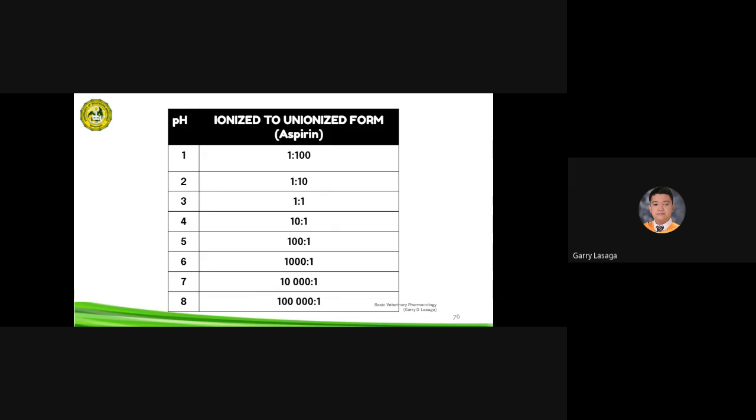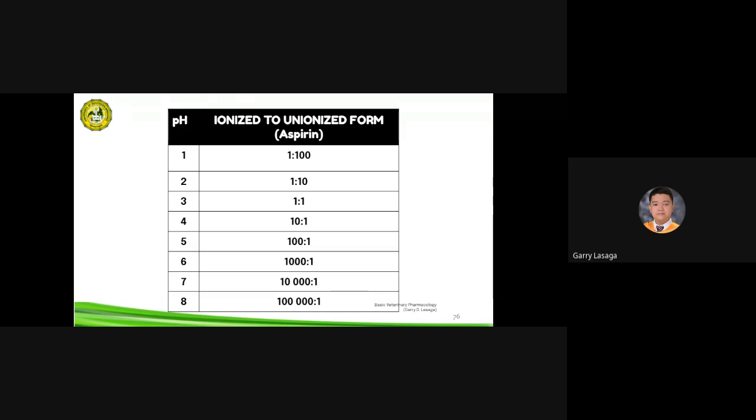Okay, so aspirin, no, NSAID siya. It is also known as acetylsalicylic acid. So it is an acidic drug. It is a weak acid. Weak acid siya. So it is a weak acid, no, and it tends to ionize in an aqueous medium at high pH.